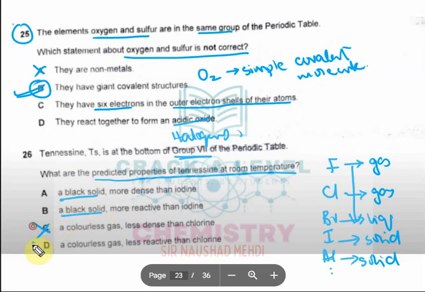Options C and D say colorless gas, so those wouldn't be correct. Option B says more reactive than iodine. In group 7, as we go down the group, the reactivity decreases. Tennessine would be below iodine, so it would be less reactive, not more reactive. So option B is also incorrect. The density increases as the elements change from gas to liquid to solid. So option A is the correct answer.